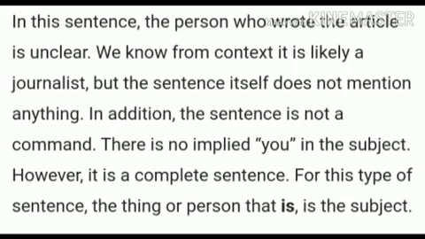In this sentence, the person who wrote the article is unclear. We know from the context it is likely a journalist, but the sentence itself does not mention anything. In addition, the sentence is not a command. There is no implied you in the subject. However, it is a complete sentence. For this type of sentence, the thing or person that is being described is the subject. Okay?